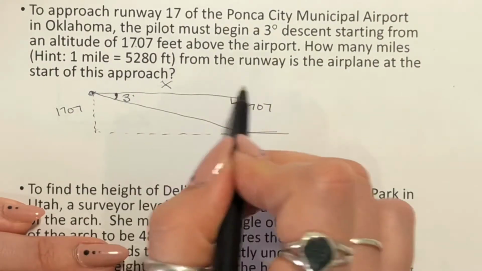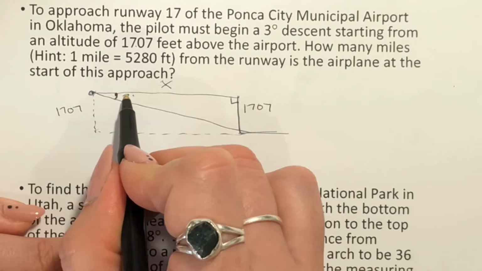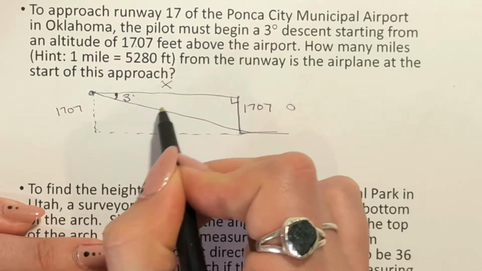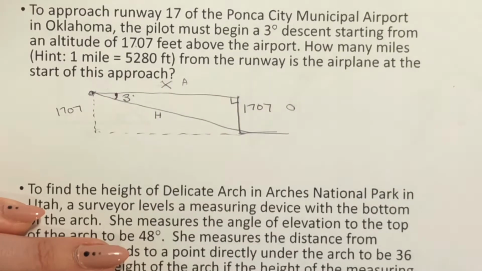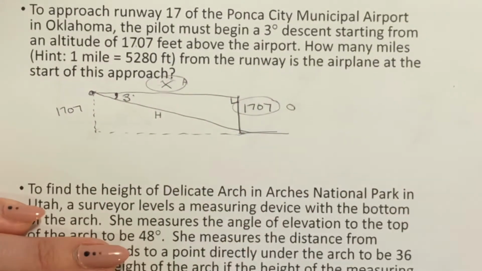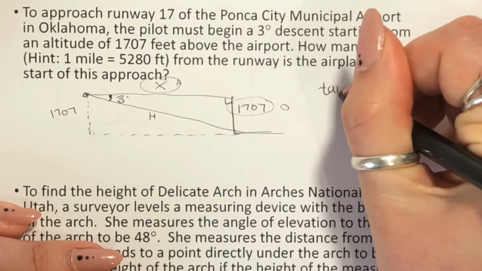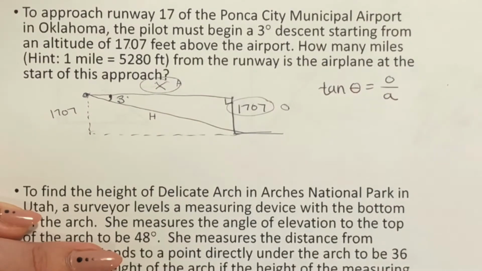So we have our little triangle set up. Here's our angle. We need to label our 3 sides. This one would be opposite. This one would be adjacent. And then our hypotenuse is the big side. So on this one, we're using O and A. So we're going to use tangent again. So we get tangent of our angle equals the opposite side divided by the adjacent side.